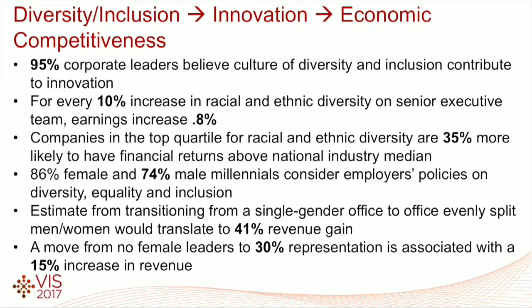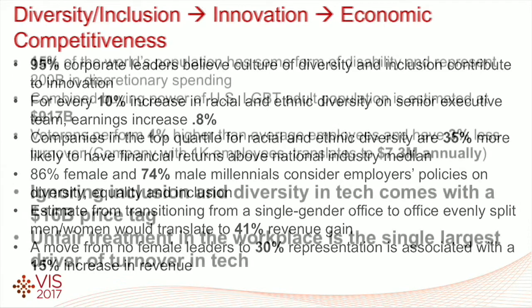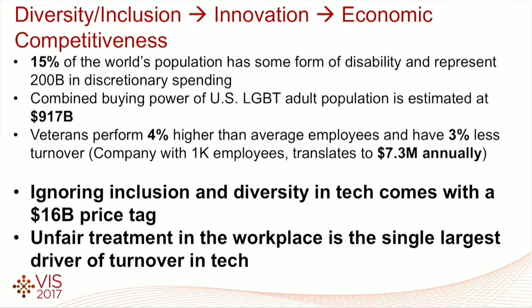You can estimate that transitioning from a single-gender office to an office that is more evenly split gender-wise, men and women, translates to about a 41% gain in revenue. And a move from no female leaders to 30% representation is associated with roughly a 15% increase in revenue. Additionally, 15% of the world's population has some form of disability. They represent $200 billion in discretionary spending. And disabilities are oftentimes something you don't see when we talk about diversity and inclusion.